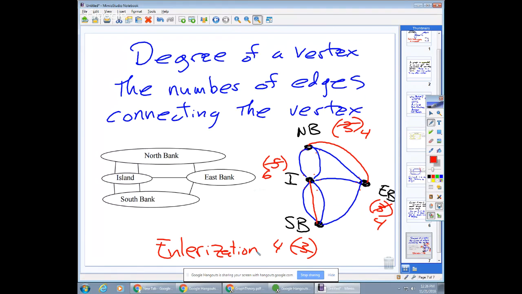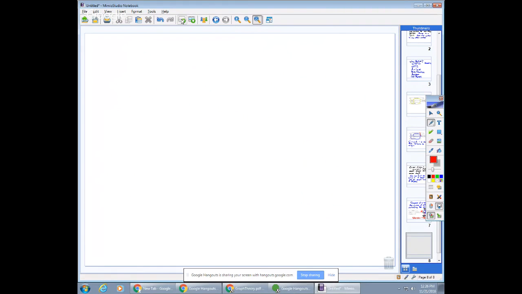All right, let's see, what else should we look at? Okay, so we get the idea. Vertex, edge, path, circuit. Oh, I didn't go over loop yet. We'll go over weights in a moment. All right, let's do something.